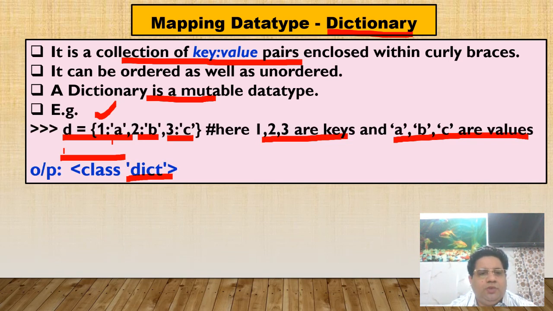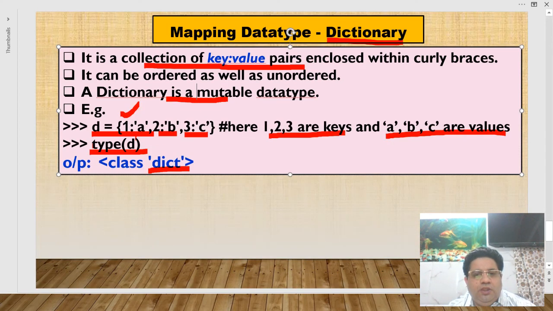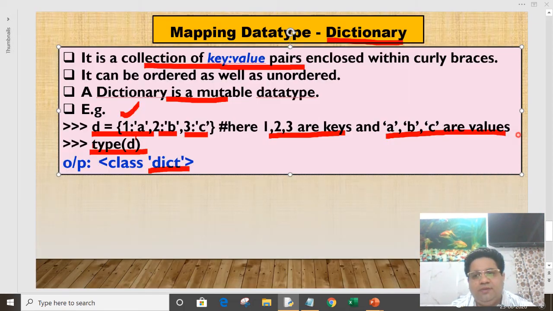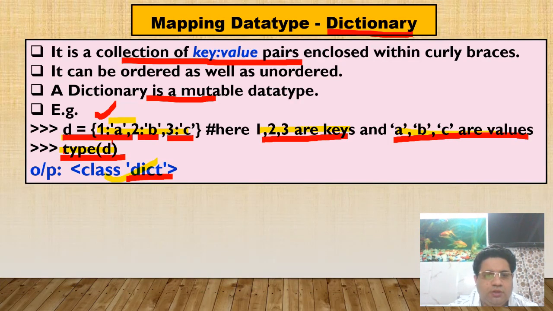Example, if I write D equal to 1 colon A, 2 colon B, 3 colon C, then here 1, 2, 3 are called keys and A, B, C are values. Now if I write type D, it will print class dict. See here, I have written this. Now if I write type D, then it will print class dict. Dict means dictionary. Okay, is that clear?